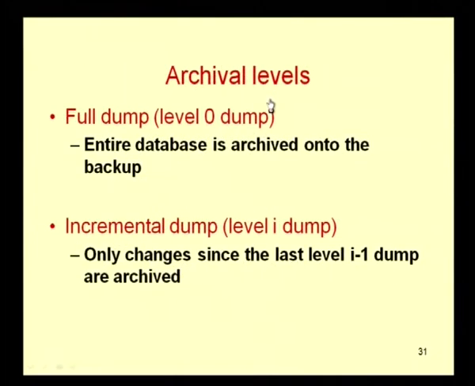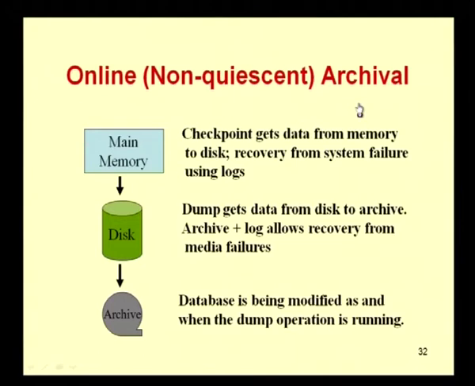There are two types of archival levels, one is full dump and one is incremental dump. In the full dump, which is called a level 0 dump, the entire database is archived into the backup, and in the incremental dump only the changes that have been made since the previous dump level are archived. This is a non-quiescent archival.